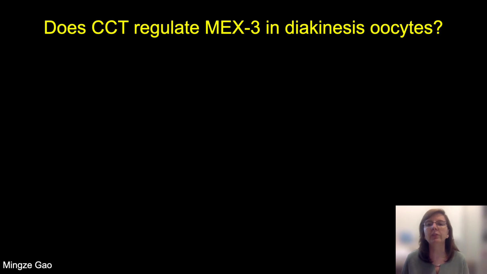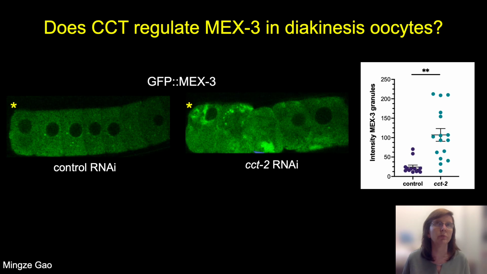So we first asked about MEX3 due to our potent result with ERK. After control RNAi conditions on the left, you can see MEX3 is diffuse, as we expect, but after depletion of CCT2, we can see these large condensates form in many of the oocytes. And these were significantly increased when we did particle analysis.